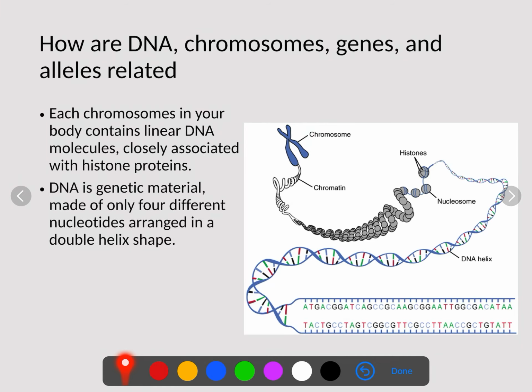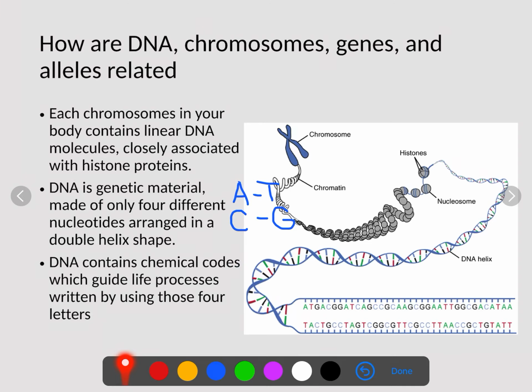So DNA is genetic material made only of four different nucleotides arranged in that double helix. In DNA, adenine always binds with thymine, and cytosine always binds with guanine. The way I always think of this is the apple in the tree, the car in the garage, to determine our nucleotide base. So T, A, G, C, you see how this bonding pattern of nucleotides is always the same.